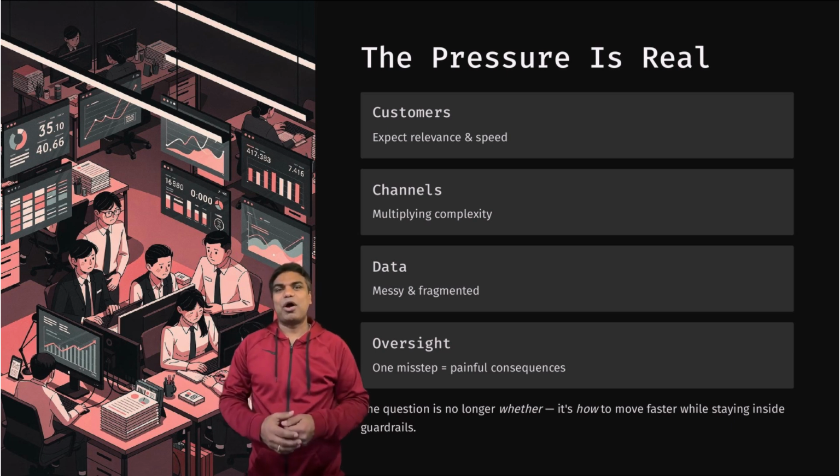So the question is no longer whether generative AI will show up in commercial operations. It already is. The real question is how to use generative AI agents to move faster while staying inside the guardrails of compliance, privacy, and medical accuracy.